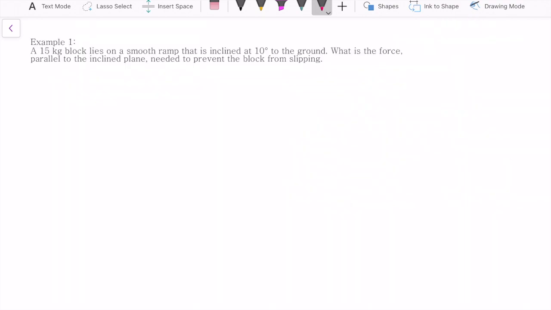Okay, so let's move on to some example questions concerning the application of these types of vectors. So example 1: a 15 kg block lies on a smooth ramp that's inclined at 10 degrees to the ground. What is the force parallel to the inclined plane needed to prevent the block from slipping?